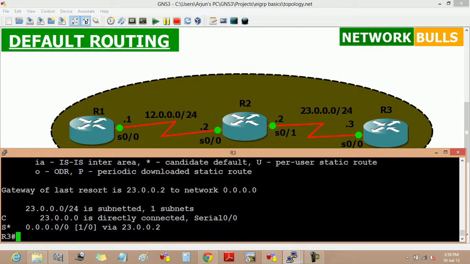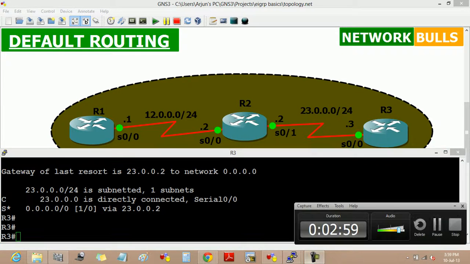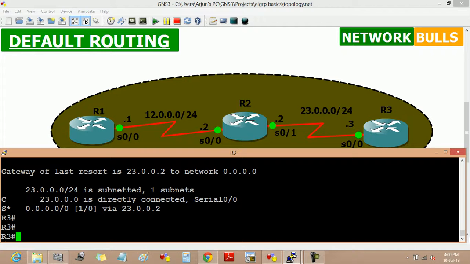It means that if the destination address is not in the routing table of the router, the packet goes to the default route, and we will get the reply. So this is how we configure default routing. Thank you.